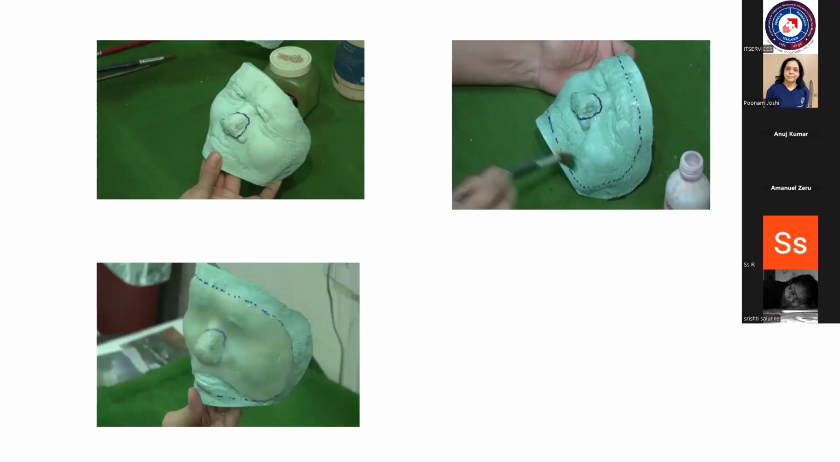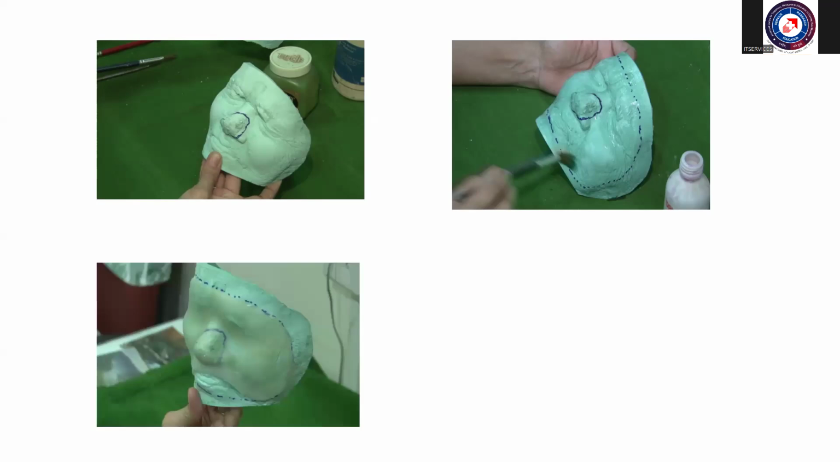What we can see is that once this positive cast is made, we use acrylic. Here we can see a small layer of acrylic material that is placed on top of this cast, which has to be subsequently placed on the patient. So first, when you do a negative cast, then a positive cast, then you mark the tumor on that, and then you place an acrylic or a wax bolus on that.